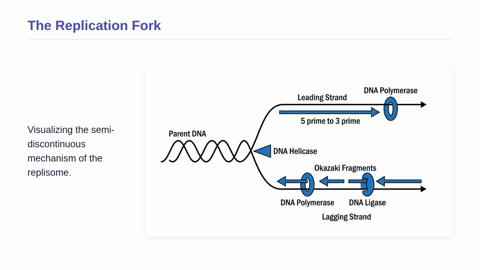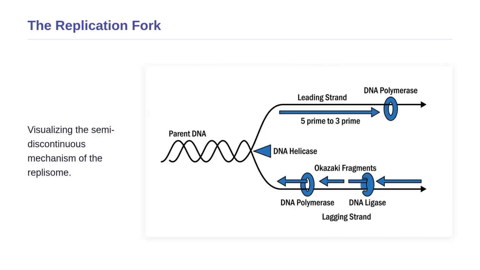Let us visualize everything we just learned about the replication fork. On the left, you can see the parent DNA unwinding. The blue wedge at the center is DNA helicase, unzipping the double helix. Look at the top strand. The DNA polymerase is moving smoothly to the right, building the leading strand continuously.